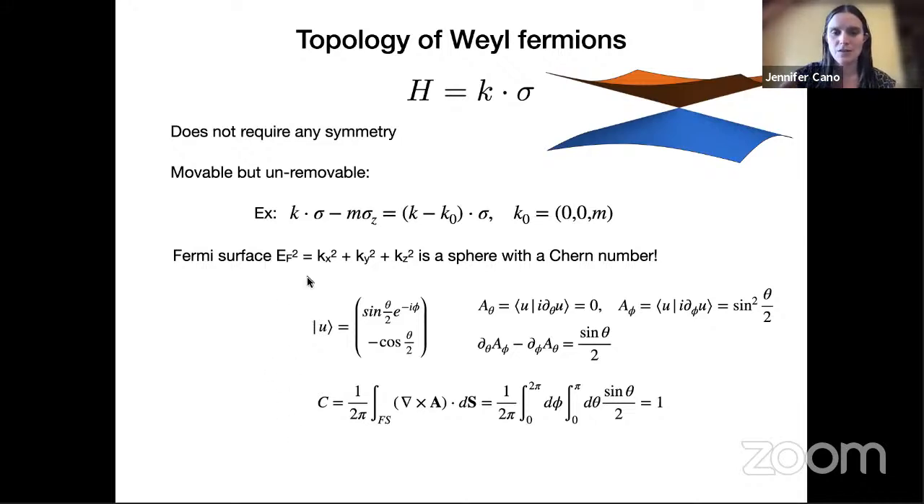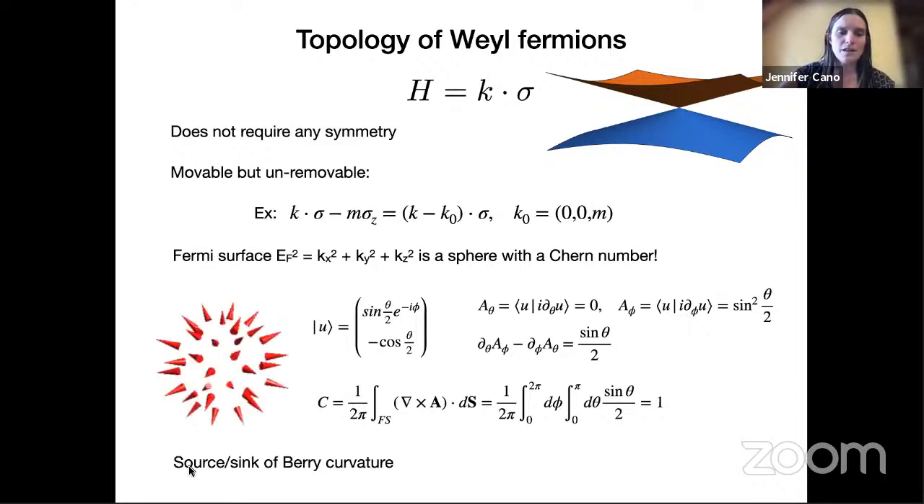And so I just wrote out this calculation here, not expecting you to do it right now, but just to show that there's nothing tricky about this. It's pretty straightforward. Last time we wrote down this formula for the Chern number, but now instead of integrating over the 2D Brillouin zone, we're going to integrate over the Fermi surface. And so all you need to do is compute the Berry connection. So if you take the Bloch wave function of, say, the valence band, you can compute this Berry connection. It's easiest to do in spherical coordinates. And then you can see that the Chern number will either be plus one or minus one, depending on if you take the conduction or valence band.